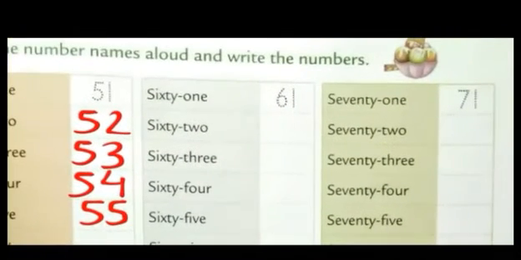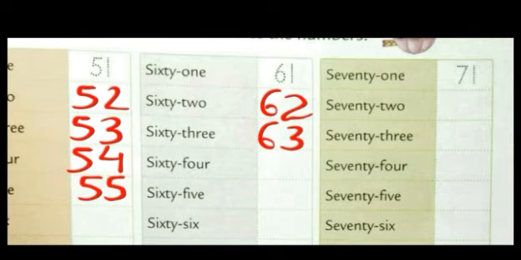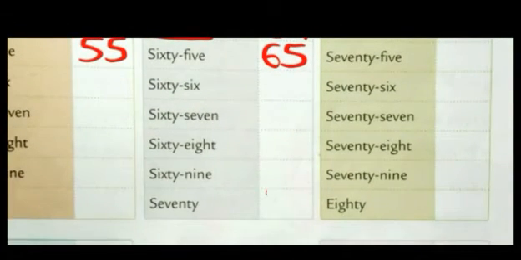Now we'll come to counting of 61. First one is already done. Now what comes after 61? 62, then this is 63. And what is written here? 64, then 65. In the same way, you have to complete the counting till 70.